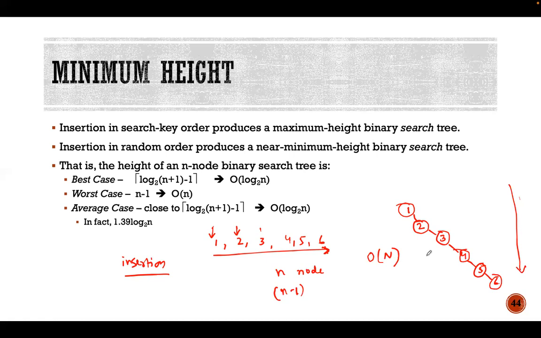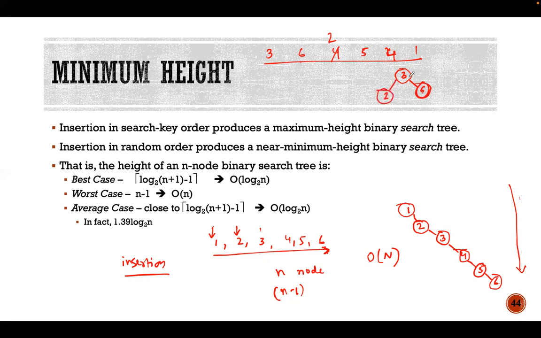But if we insert in a random order, for example, say 3, 6, 4, 5, 2, 1, it can produce a near minimum height binary search tree. So how will this tree look? Let's add 3. So 6 will be here, on the right. Just showing you an example, let's add 2, and 2 will go in the left.